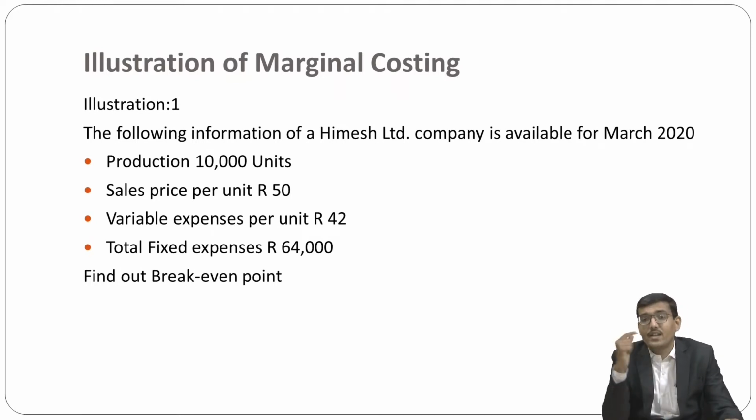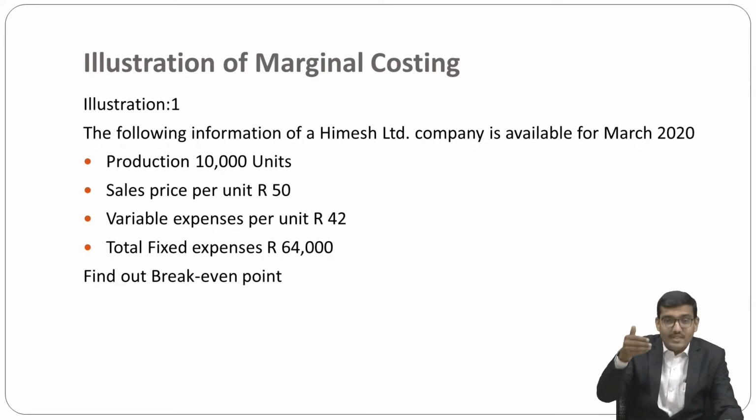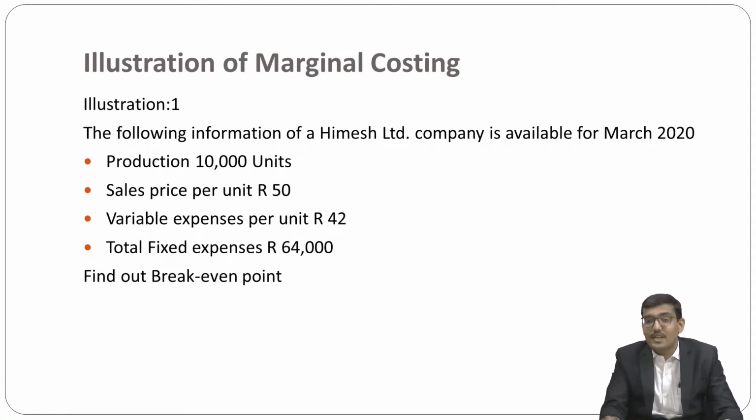In that, my dear friend, the first illustration: the following information of Himesh Limited Company is available for March 2020. Production is 10,000 units, sale price per unit rupees 50, variable expenses per unit rupees 42, and the total fixed expenses is rupees 64,000. As per this information, you have to calculate the break-even point.